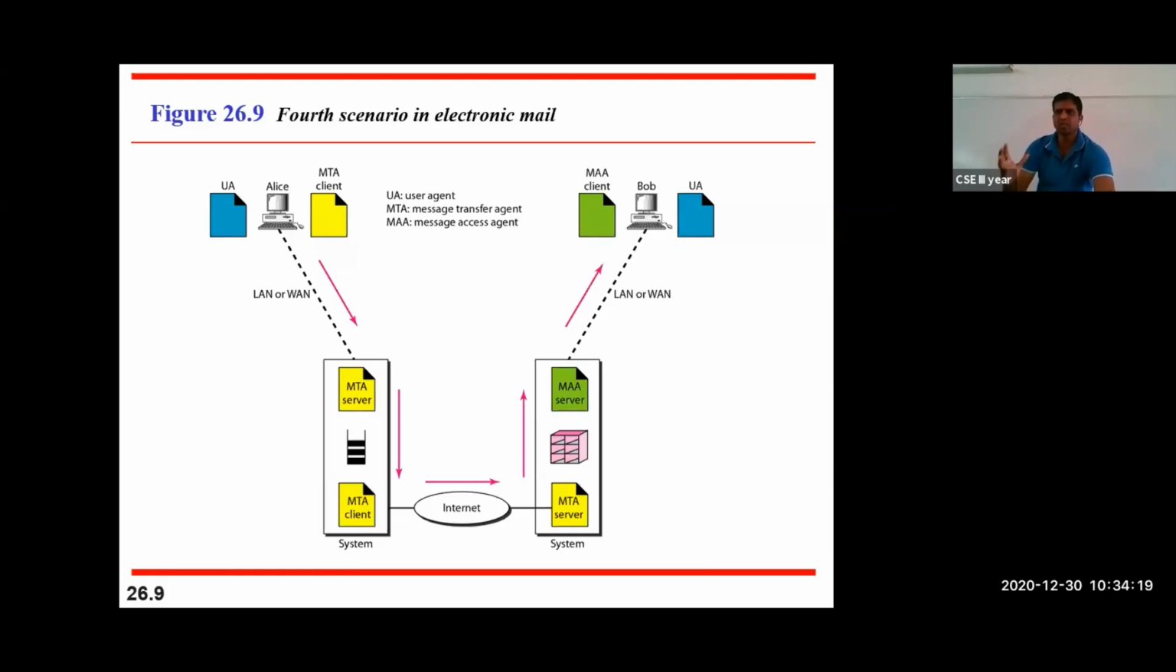So we now understood that for the actual scenario, today's scenario is the fourth scenario. For this actual email scenario, how many user agents do we need? Two user agents, one at the sender and one at the receiver. How many mail transfer agents do we need? Four, two clients and two servers. How many mail access agents do we need? Two mail access agents, only at the receiving side: one mail access agent client and one mail access agent server.